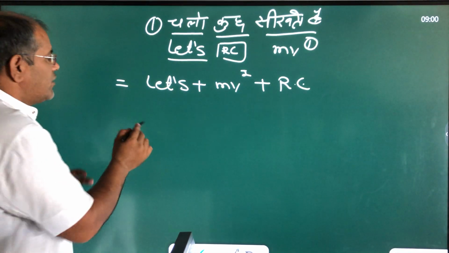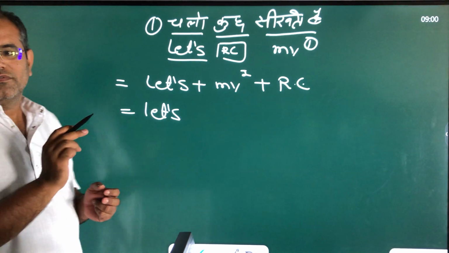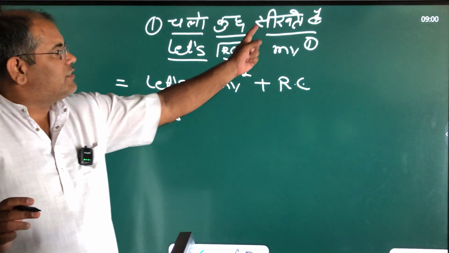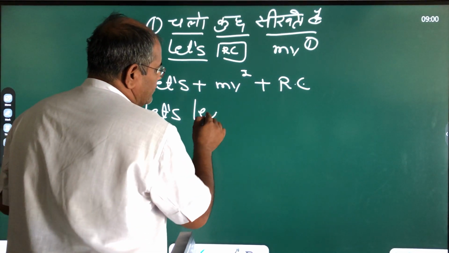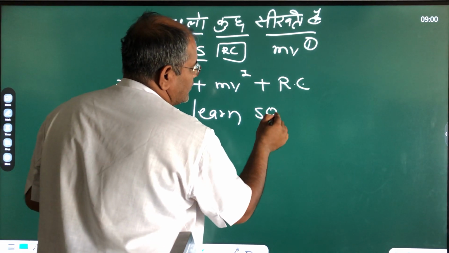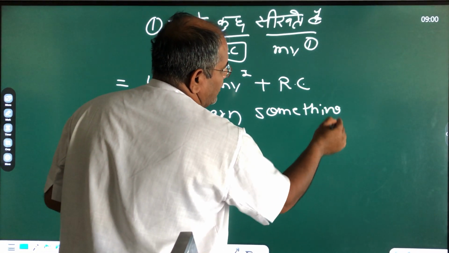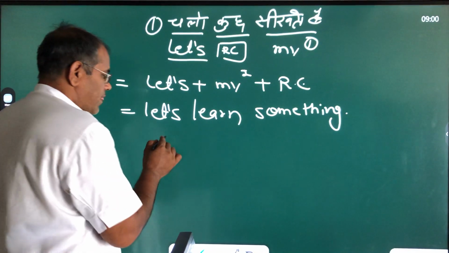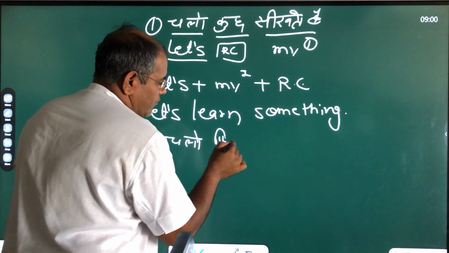It means at the first we have to use let's. Do you understand? Yes, sir. Let's. Then we have to use MB's first form. It means सीखना. सीखना means learn. So I will use here learn. Then RC is given here: something. Kuch means something. Do you understand? Yes, sir. Are you sure? Yes, sir. Okay. For example, चलो फिल्म देखते हैं.